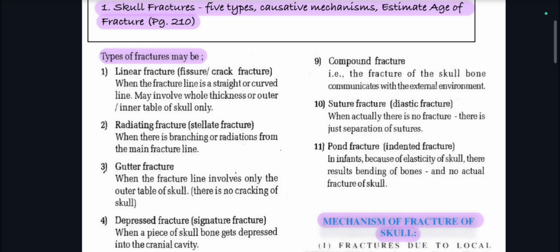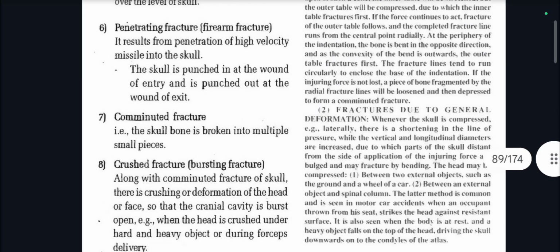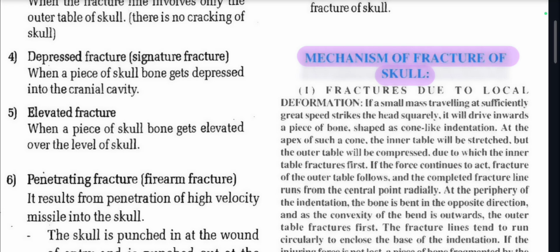So these were the 11 types: linear, radiating, gutter, depressed, elevated. Then recall compound, suture, pond, and penetrating, comminuted and crushed. Moving to the next point, what is the mechanism of fracture of skull?